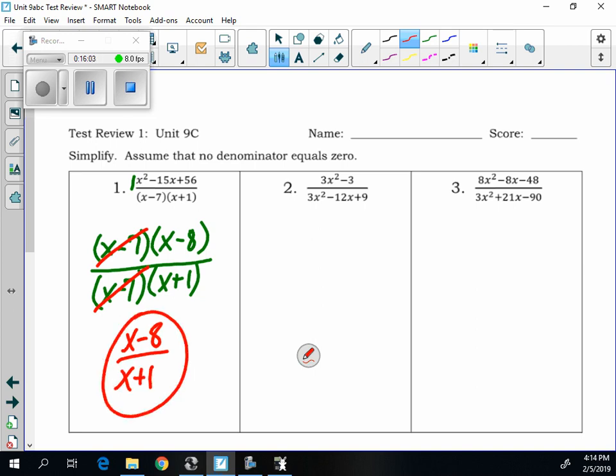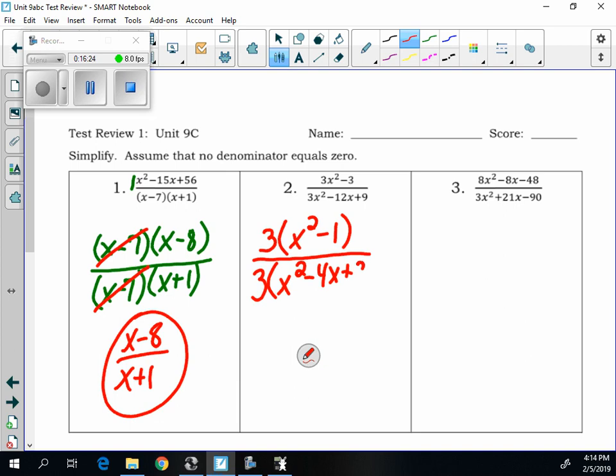Factor. The numerator can be factored, greatest common factor, 3. I always look for greatest common factor right away, you should. And then in the denominator I can also factor out 3 as the greatest common factor. That's the first step.